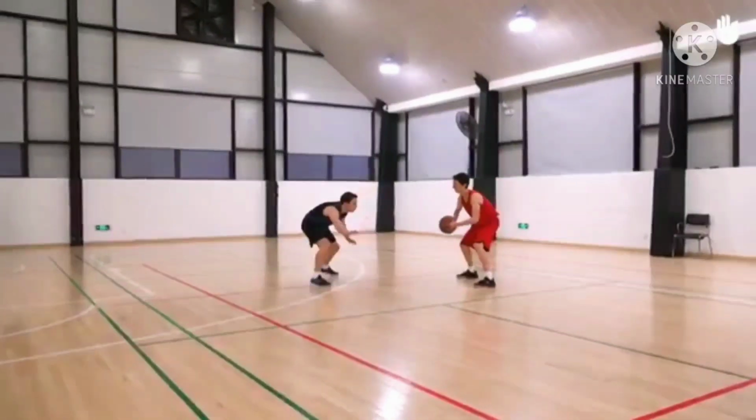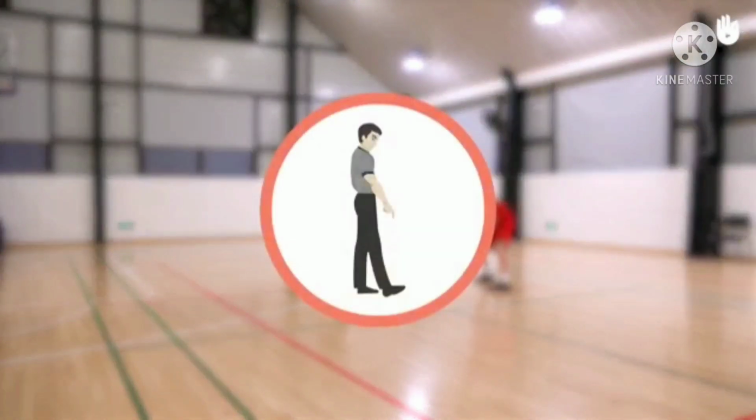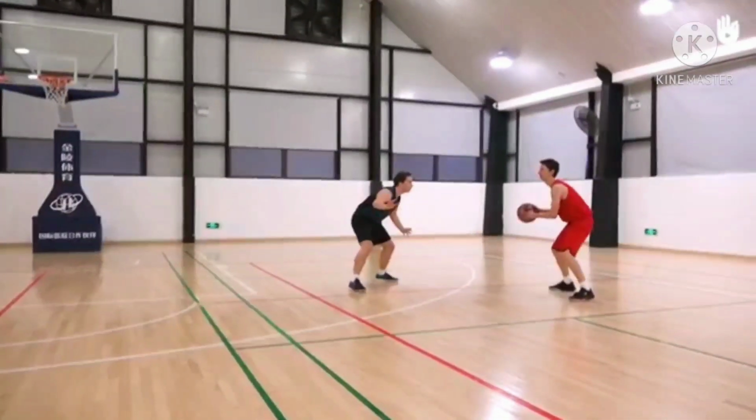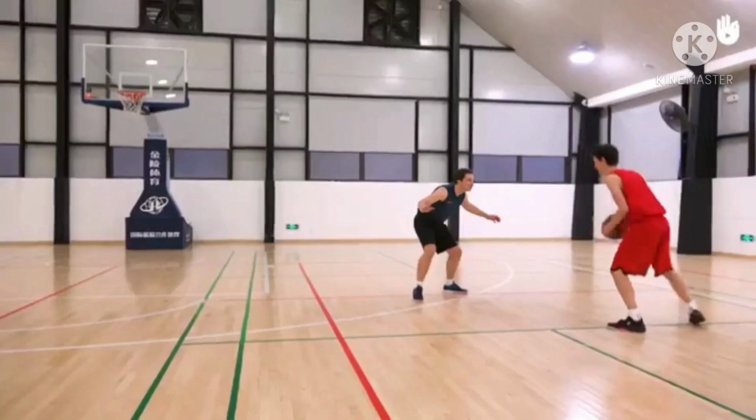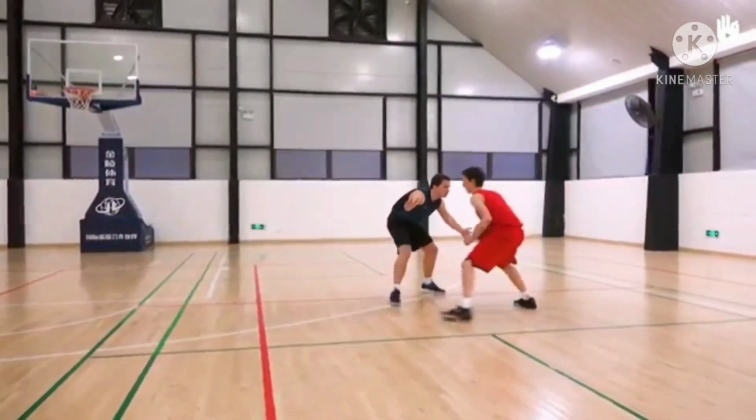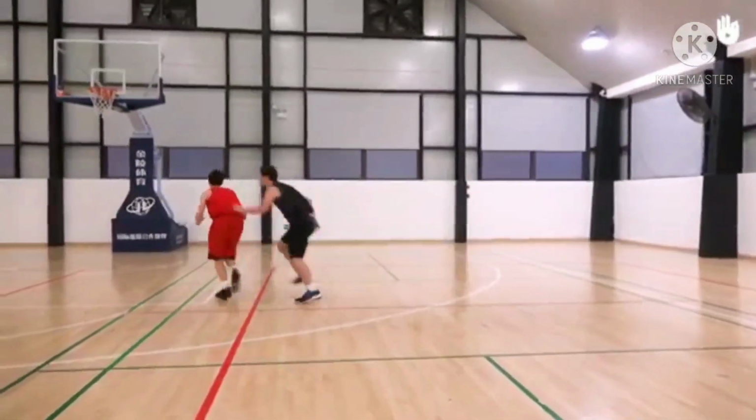The fifth type of violation is kicking. In basketball, deliberately kicking the ball is not allowed. On the other hand, if the ball bounces off a foot by accident, the referee will let play continue.